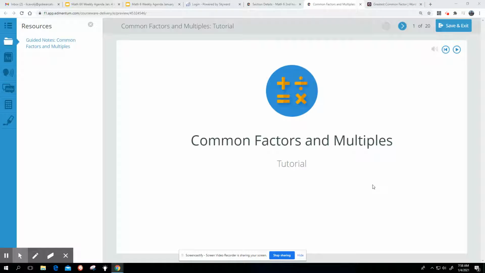Okay, so this is the lesson on common factors and multiples. This is the tutorial for that. Make sure that you are going to the Google Classroom to get your guided notes. Those are found in the section that states guided notes, and that should be of the same title, common factors and multiples.